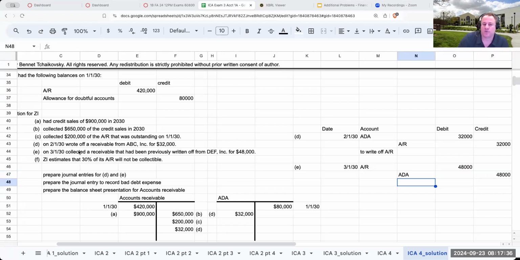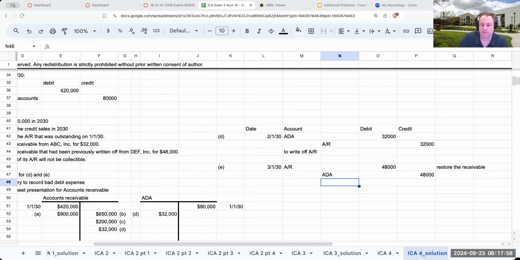Because I collected a receivable that I had previously written off. So step one is I restore the receivable, right? That's what I'm going through and doing here. I'm basically restoring it because I had previously written it off. I'm collecting something that was previously written off. So step one is basically going to be restoring the receivable.